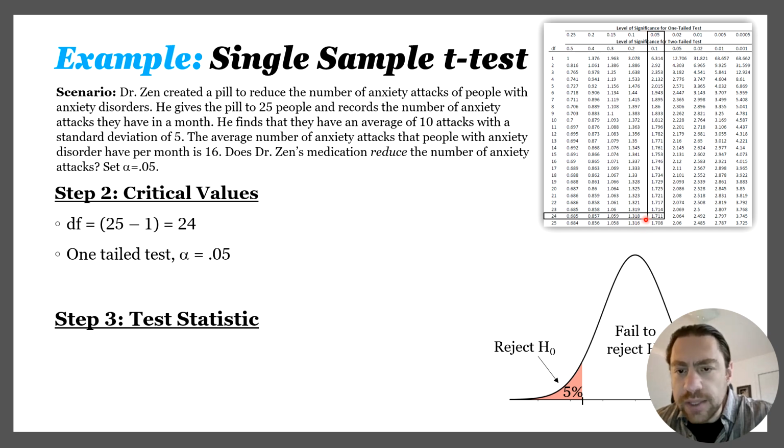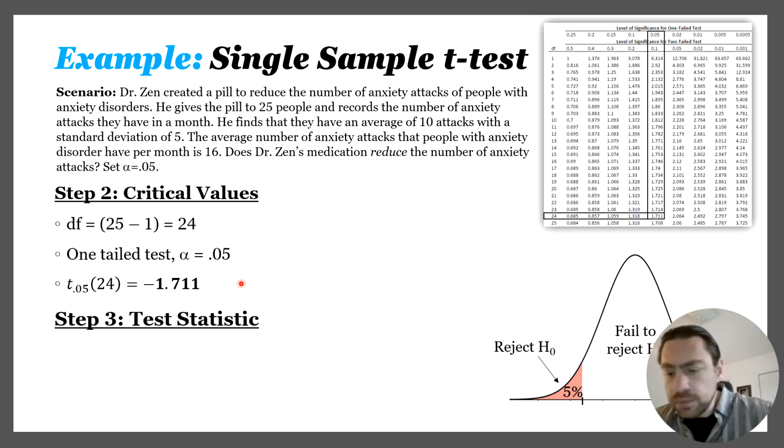So our critical value is 1.711. But because we are operating to the left of the mean, below the mean in the left tail, this is going to be a negative value. So negative 1.711 is the critical value.